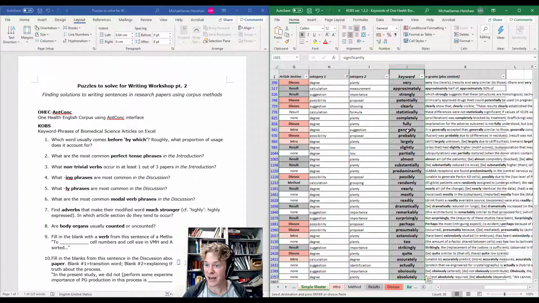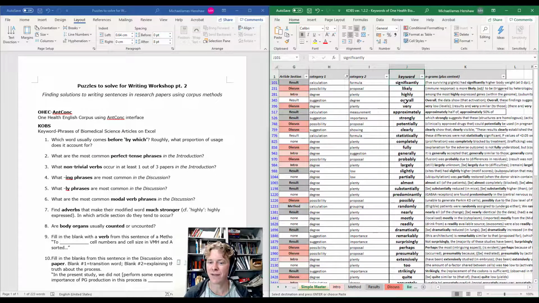Now I have 38 adverbs, and this is a bit more interesting. Okay, significantly. I like that one. Likely, highly. Overall is a little bit different. A little maybe. Very. Approximately not so much. Strongly. Potentially. Clearly. Statistically. Completely. Fully. Probably. Largely. Slightly no. Partially. Almost. Okay.